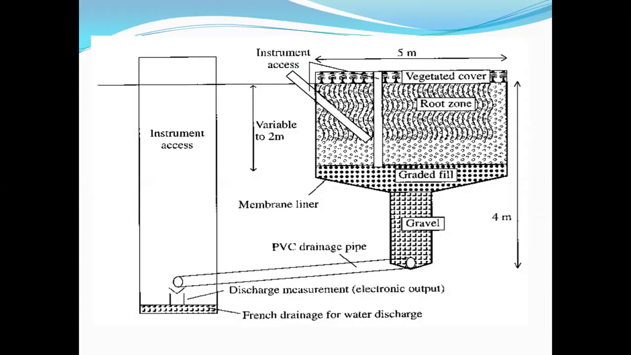So this is the figure of the tank and lysimeter method, right? In this figure, the tank is 5 meters wide and 4 meters deep. At the end, it is connected by a PVC drainage pipe, which goes directly to an instrument for access and drainage discharge measurements, also known as electronic output, and at the base French drains for water discharge are provided, right? So this figure includes the tank and lysimeter method, right?